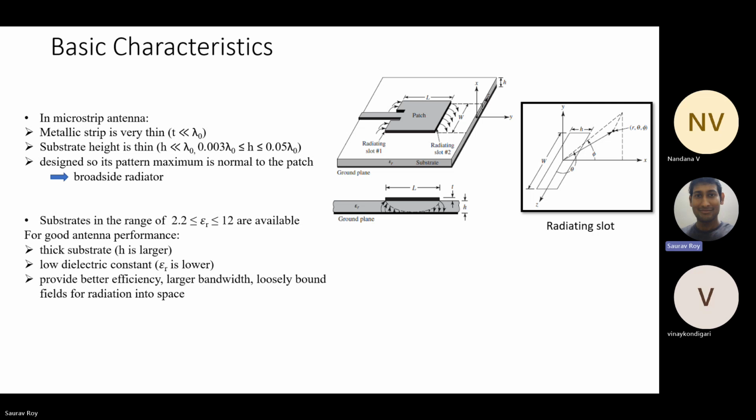So our microstrip generally has a length of L and a width of W. And you see the substrate, and below the substrate we have the ground plane. It's a normal metallic ground plane, and the picture shows there are two radiating slots.